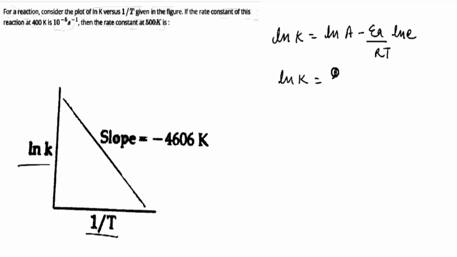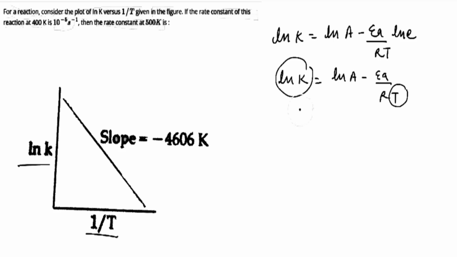Now according to the Arrhenius equation, we have k is equal to A e to the power minus Ea by RT. A is the Arrhenius constant, Ea is the activation energy, R is the universal gas constant, and T is the temperature, whereas k is the rate constant, right? So if we take ln on both sides, we will get ln k is equal to ln A minus Ea by RT, ln e is 1, so we get ln k is equal to ln A minus Ea by RT.